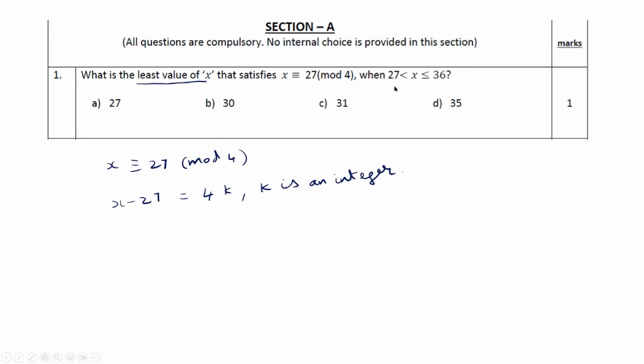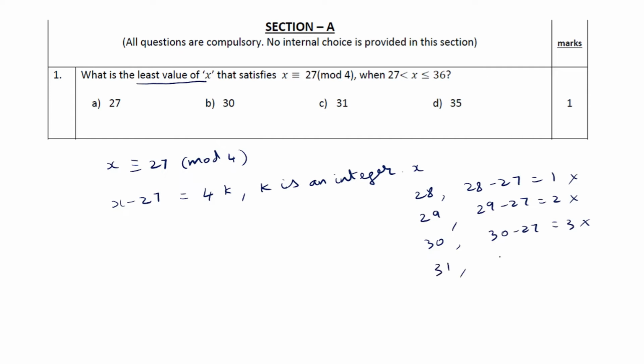Now it is given x varies from 27 to 36. Let us check each value and see. When x is 28, then 28 minus 27 equals 1. It is not divisible by 4. When x is 29, then 29 minus 27 is 2. Again it is not divisible by 4. When x is 30, we get 30 minus 27, 3. Not divisible by 4. When x is 31, 31 minus 27 equals 4. It is divisible by 4.